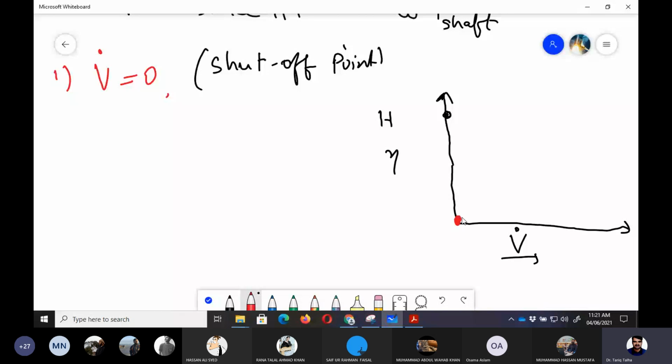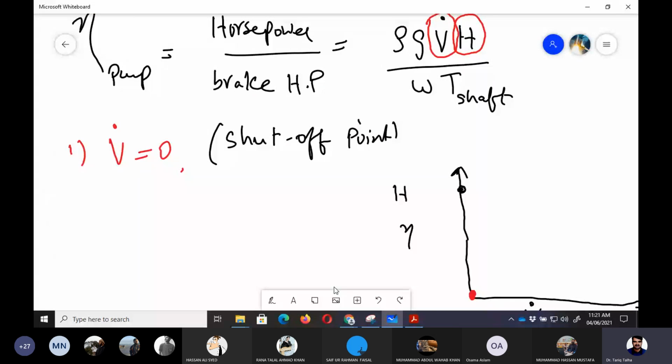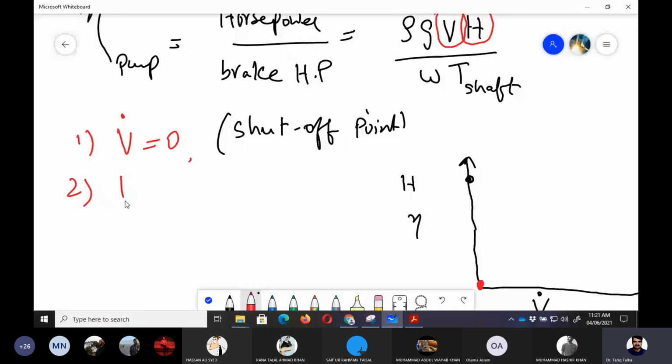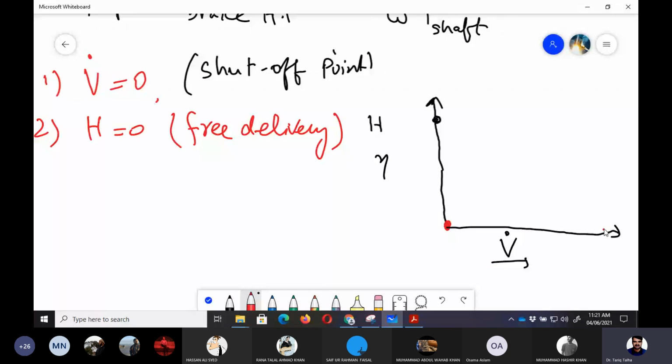Now the second scenario where we would have efficiency zero is when H is equal to zero. We call it free delivery. It means there is no kind of impact of that pump. Whatever flow is coming in goes at the same head at the outlet. So the pump is just operating without imparting any useful work on the fluid. In that case, we would have the maximum volume flow rate, and head, the net head, would be zero, because there is no useful work, so we can say that it is going like this.